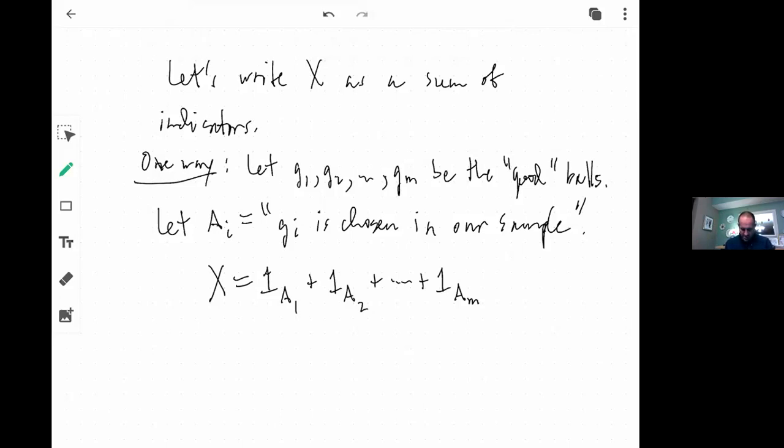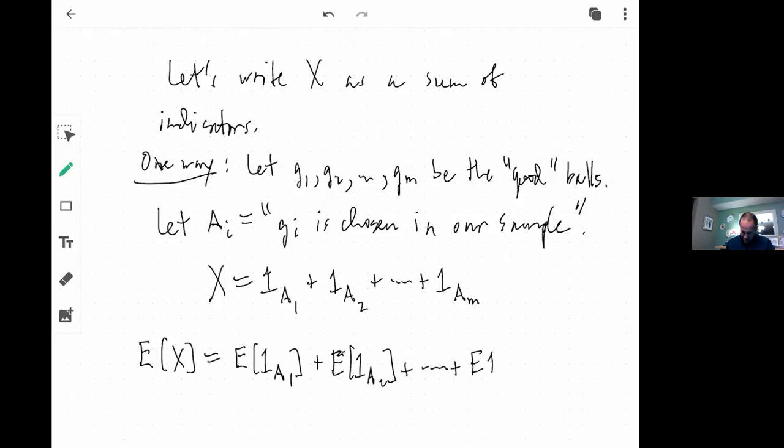Therefore, look at this. I can just say things like, what is the expected value of X? Well, it is going to be the sum, right? It's just going to be the expected value of the indicator of A1 plus the expected value of the indicator of A2 plus ... plus the expected value of the indicator of AM.